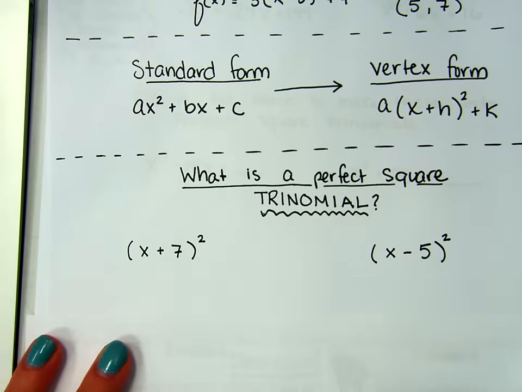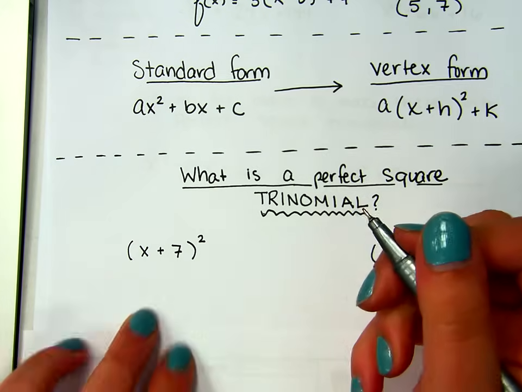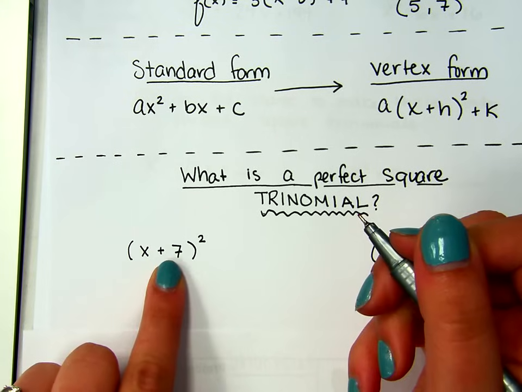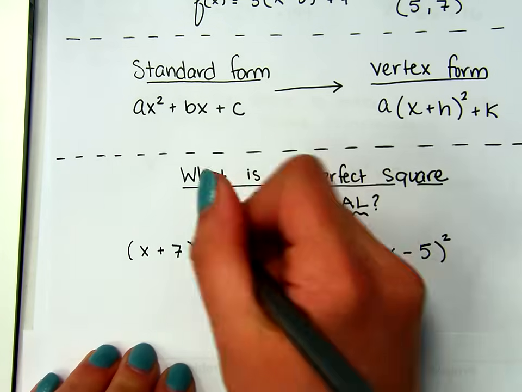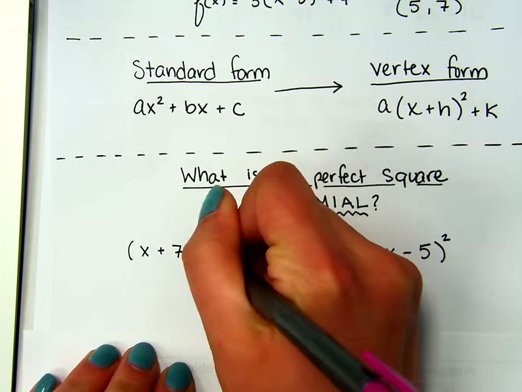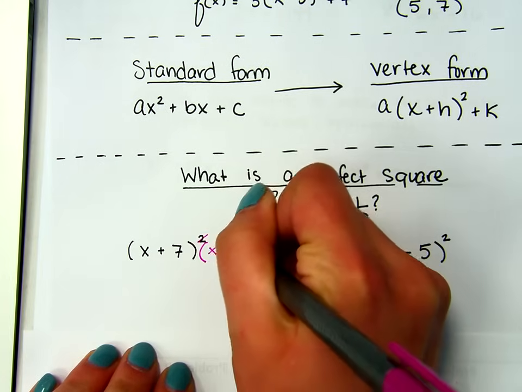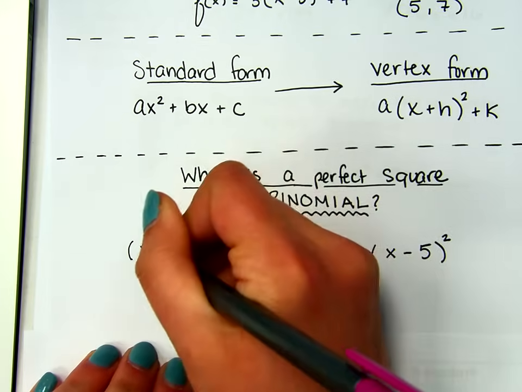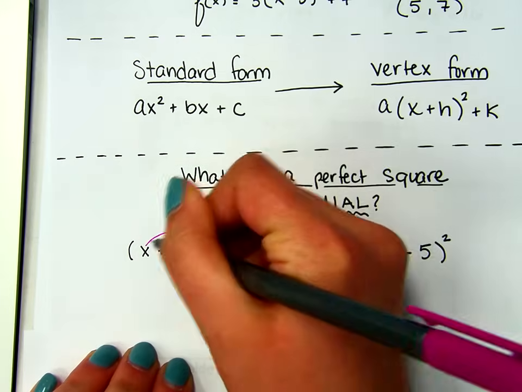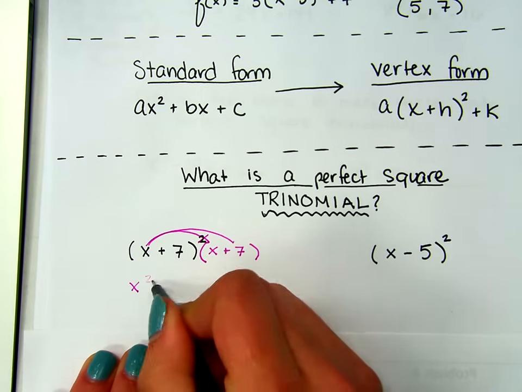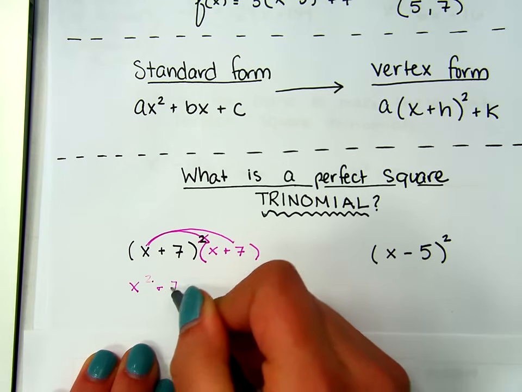So you guys remember that when we were squaring binomials, what we want to think about instead of just squaring is multiplying x plus 7 by itself. So I like to cross out that 2 and create another x plus 7. And then we're going to distribute. So start by distributing your x. And that gives us x squared plus 7x.